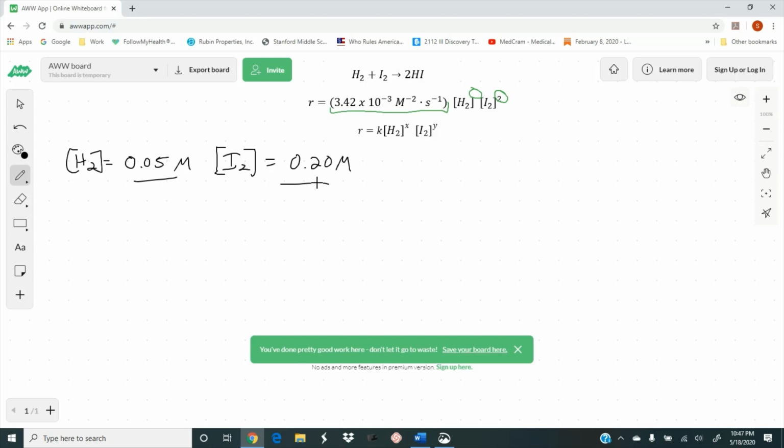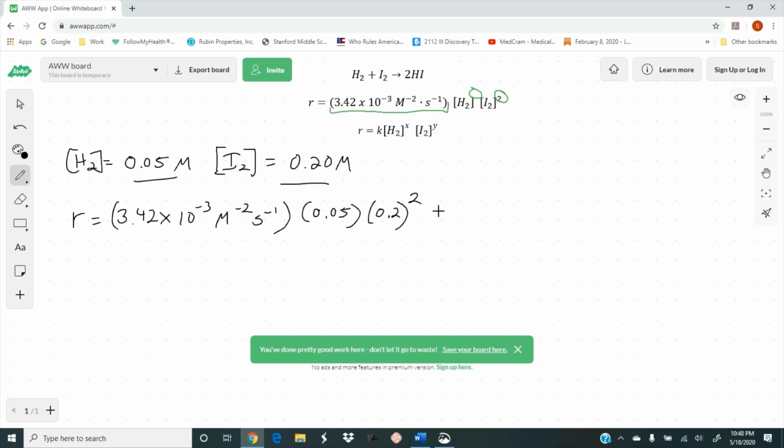All you do is take the equation and plug it in. We got R equals K, which is, in this case, we already know what our K is, 3.42 times 10 to the negative third molar to the negative 2 times second to the negative 1 times H2. Now, instead of putting brackets, once I put numbers in, I tend to put parentheses. Why? Because everybody else does it. 0.05, and it's to the first. And the second one is I2 concentration is 0.2. And that one is squared.